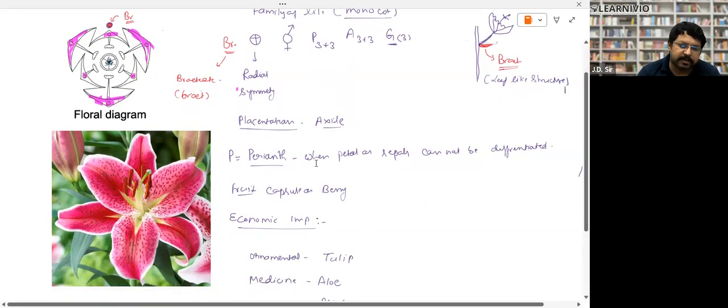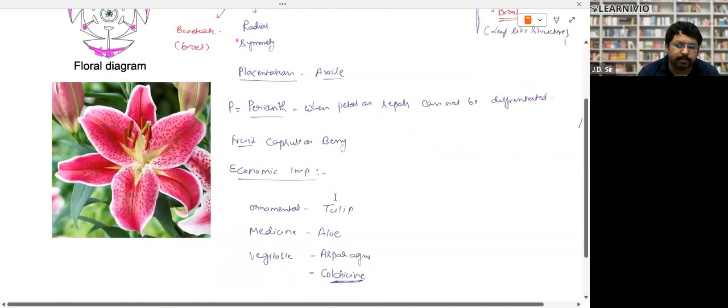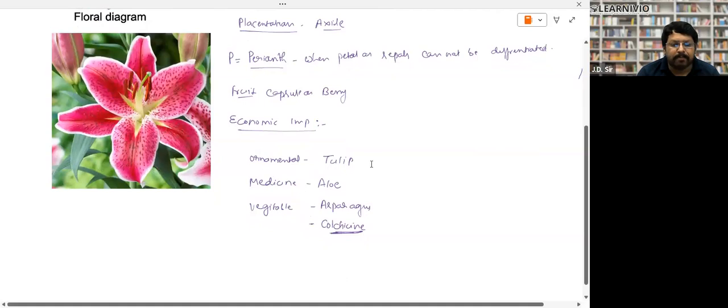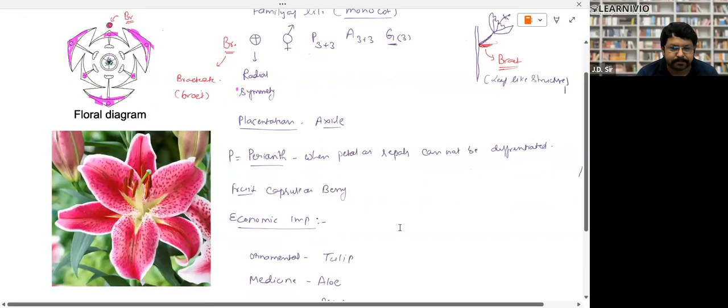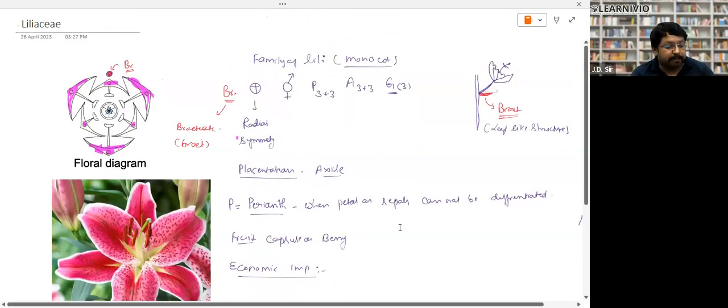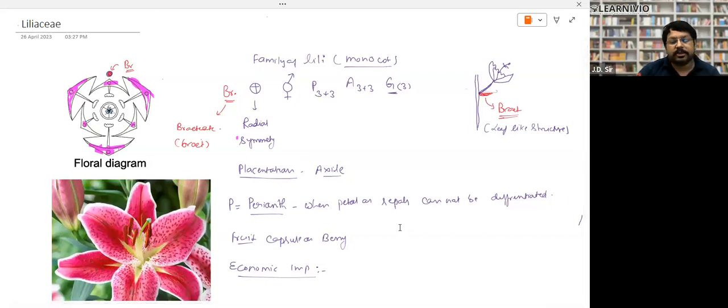Placentation is axial. Perianth, I have told you. The fruit is capsule or berry. Economic importance: the ornamental plant tulip belongs to this family. The medicinal plant aloe belongs to this family. The vegetable asparagus and colchicine belong to this family. Examples are very important; you have to remember all the examples. And this was all about this chapter, all about this family.